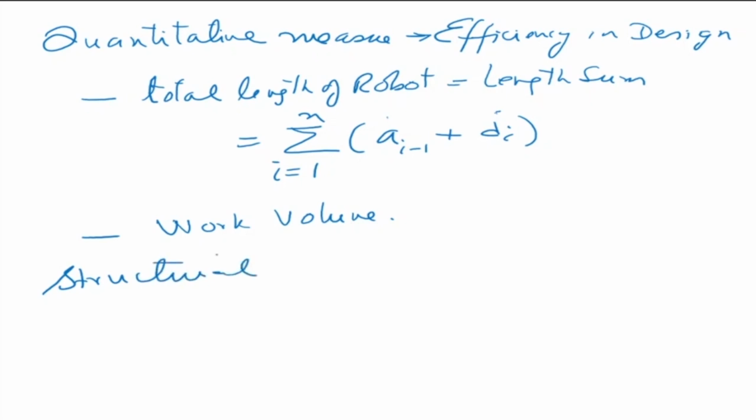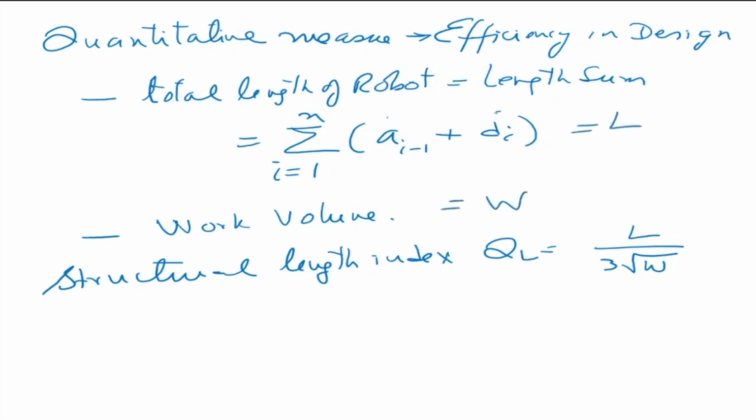This is called the structural length index, which is given by Q_L, equal to L divided by the cube root of W, where L is the total length and W is the work volume. So it is the ratio of L to the cube root of W. This is an index which gives us an idea of which is a good design and which is a bad design, because if the length is very long and the work volume is very small, then obviously it's a bad design. Now let's look at an example.